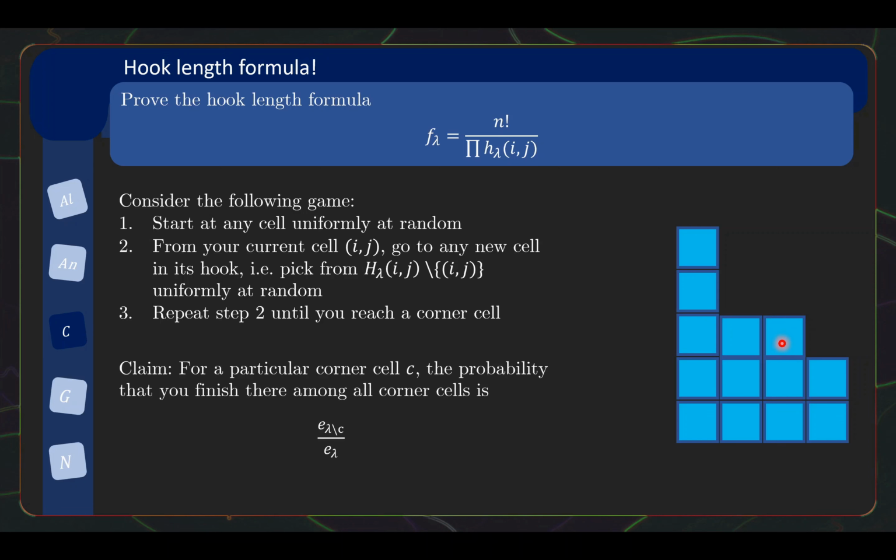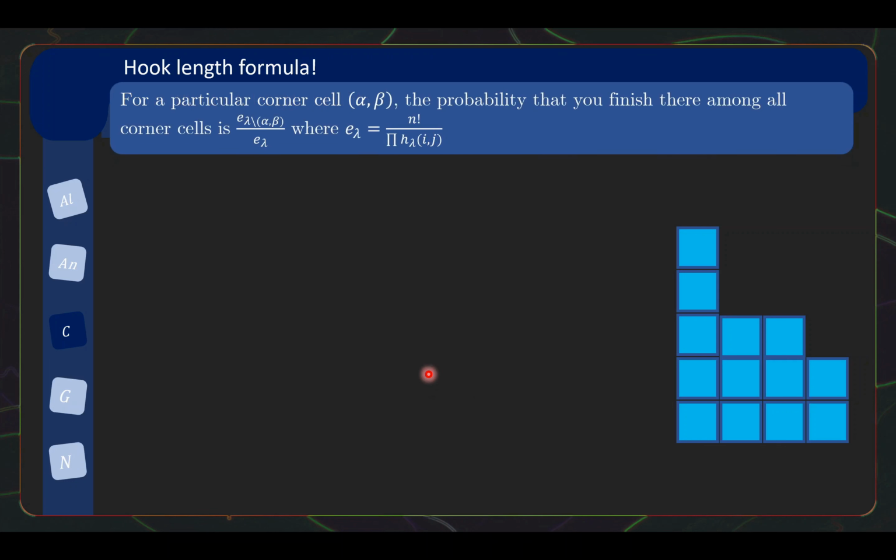The claim that we want to prove is that for any particular corner cell C, the probability that you finish there out of all the corner cells is precisely E lambda take away C divided by E lambda, where E is given by the numerical formula here. If we can establish this claim, then the sum of probabilities over all possible outcomes, which is all possible corner cells as the ending, must equal 1. That would prove the whole hook length formula based on the recursion that we want.